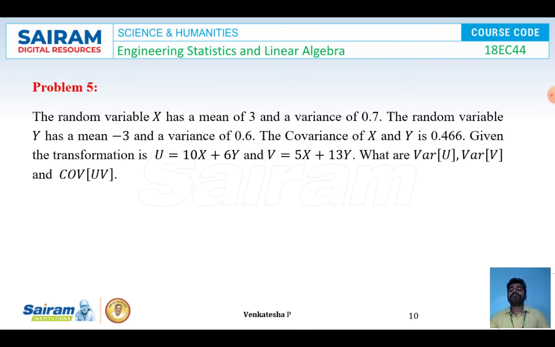Problem number 5. The random variable x has a mean 3 and variance 0.7. The random variable y has mean minus 3 and variance 0.6. The covariance of xy is given by 0.466. Given the transformation equation u is equal to 10x plus 6y and v is equal to 5x plus 13y, what are the variance of u, variance of v, and covariance of uv?